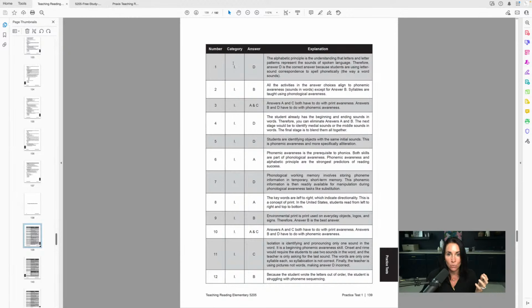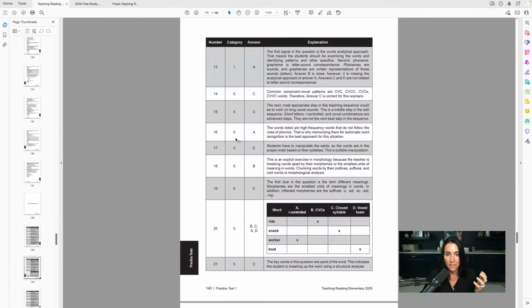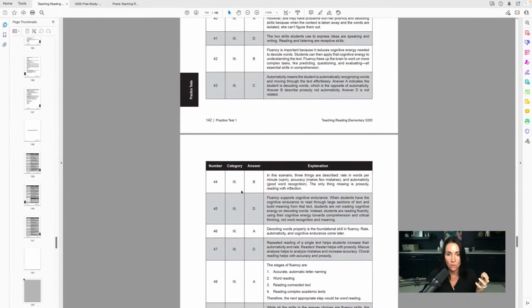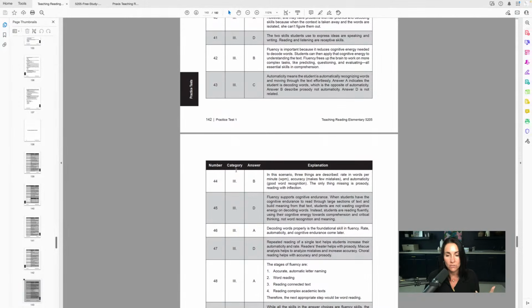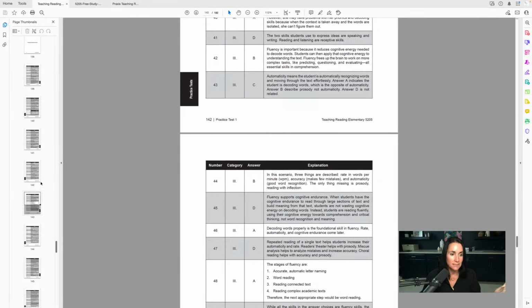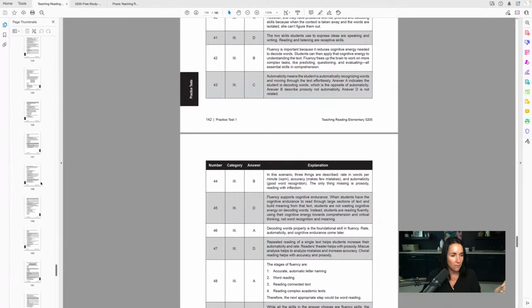And I even tell you what category they come from. You can see here, this column here tells you this is from content category 1. These are from content category 3. And so that helps you understand the types of questions you're getting and why you get them wrong and why you got them correct. And then, of course, I always have, where's my good words list? It's at the beginning before the practice test.